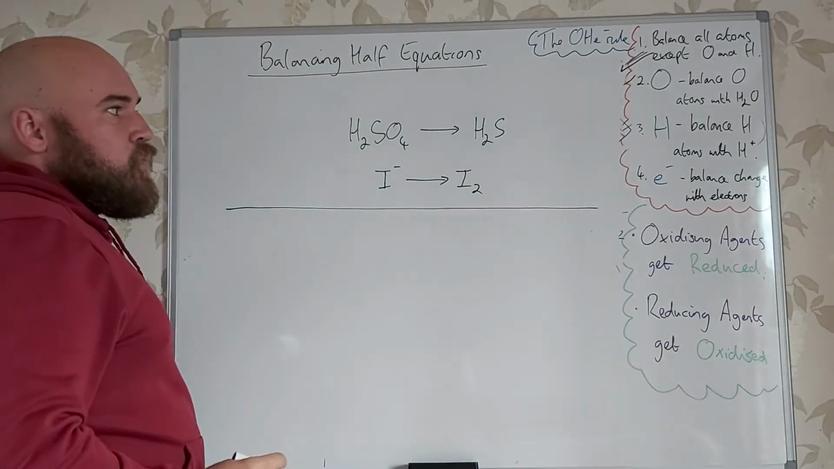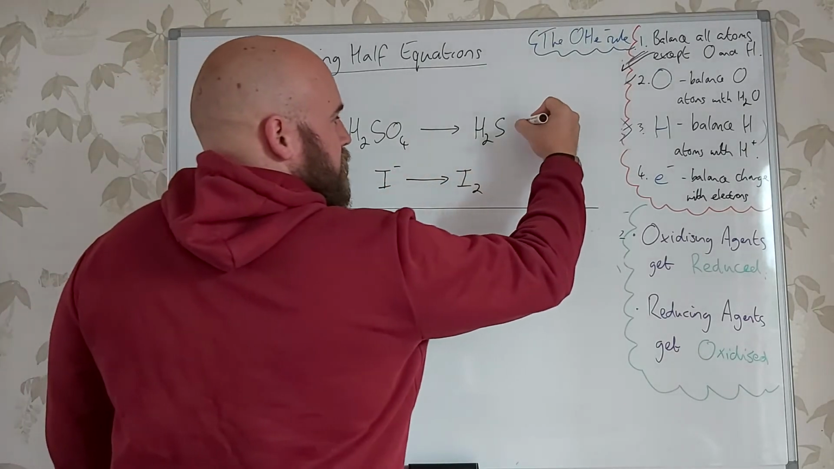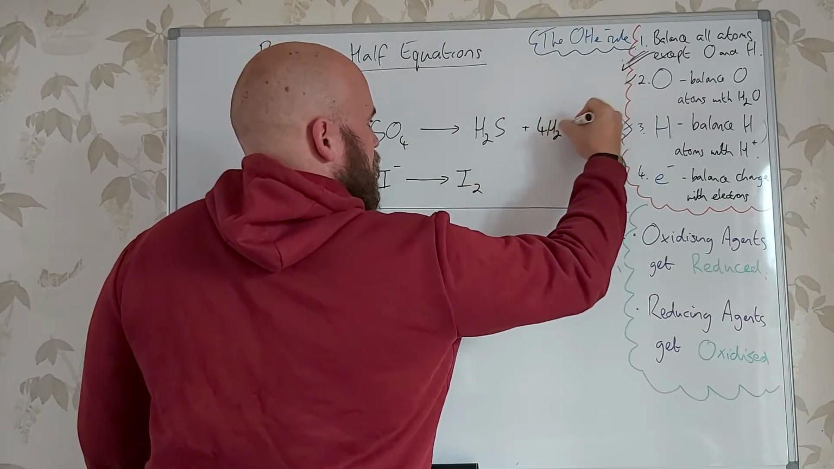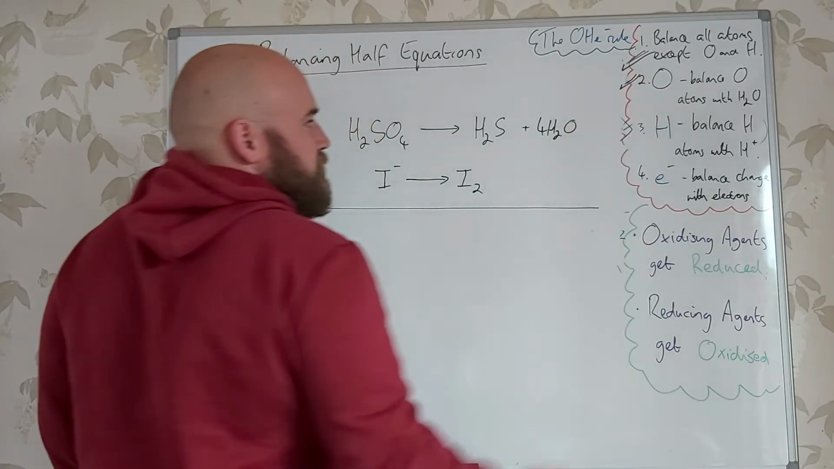Balance the O's with waters. So you can see I've got 4 O's on the left, none on the right. So I'm going to need 4 H2O's. Now, balance the hydrogen atoms with H pluses.